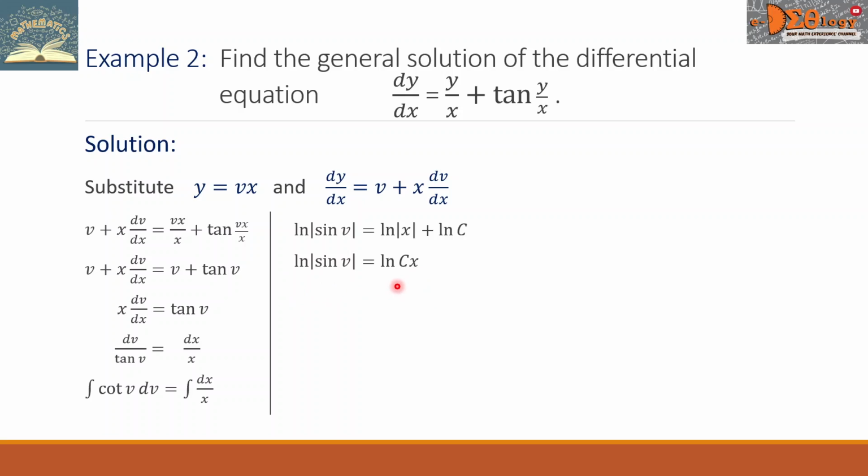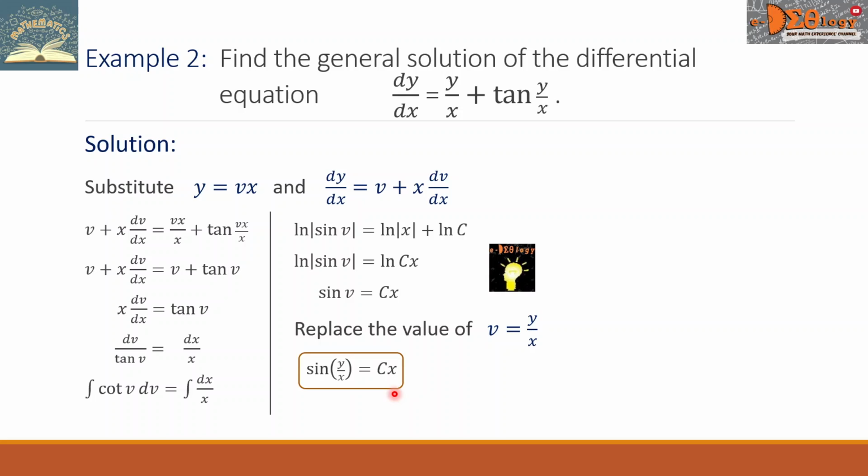Then we remove the natural log from both sides. So we have now sine v equals cx. We're almost done. The second step is to replace the value of v by y over x. So we have now sine of the quantity y over x equals cx. This is now the final answer.